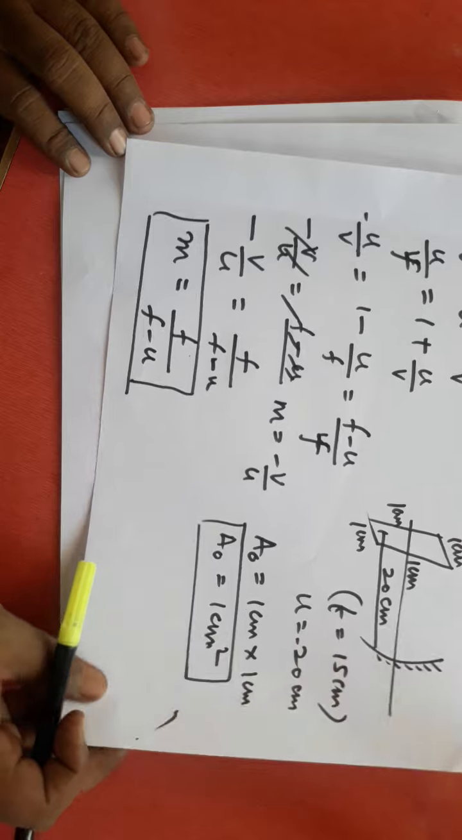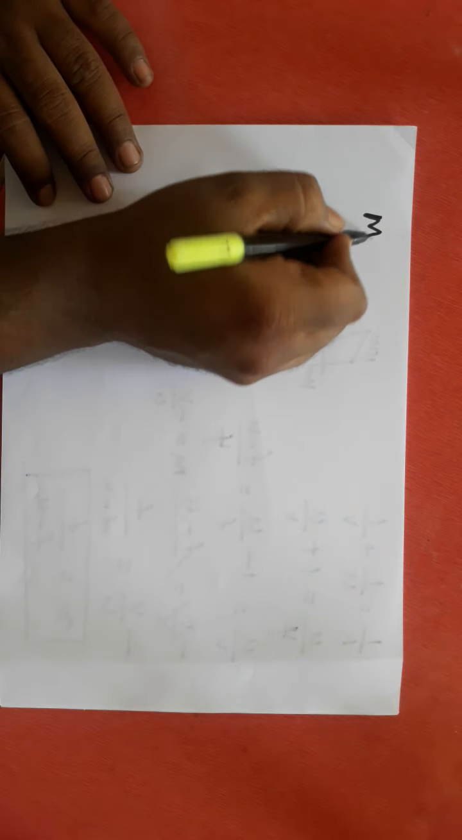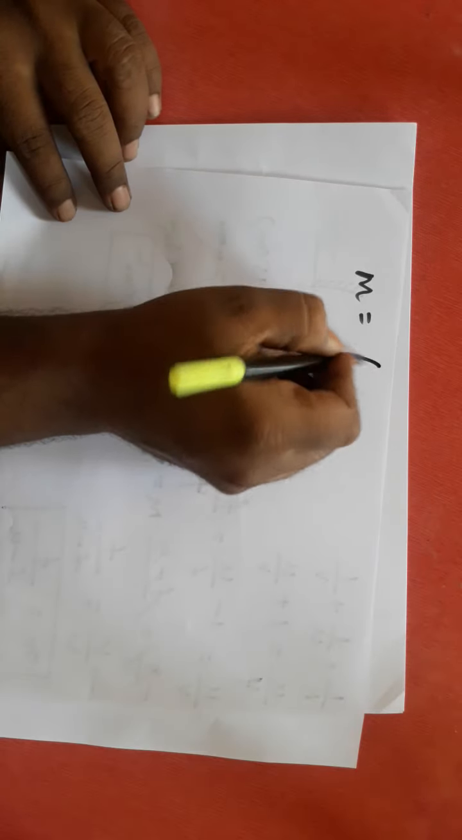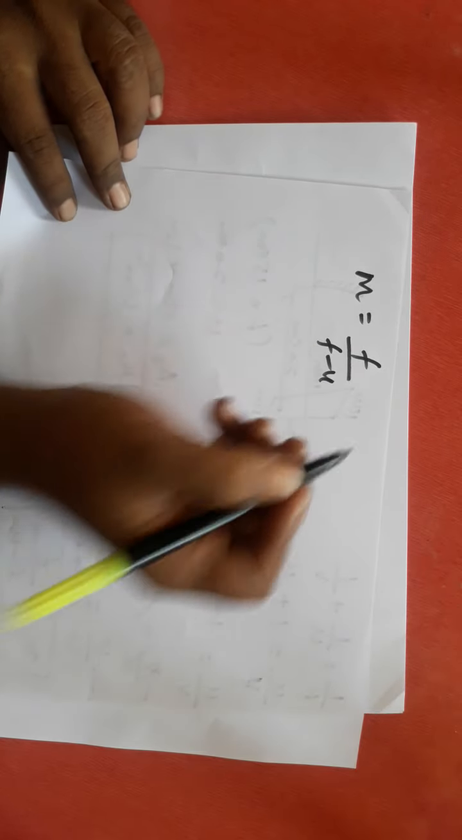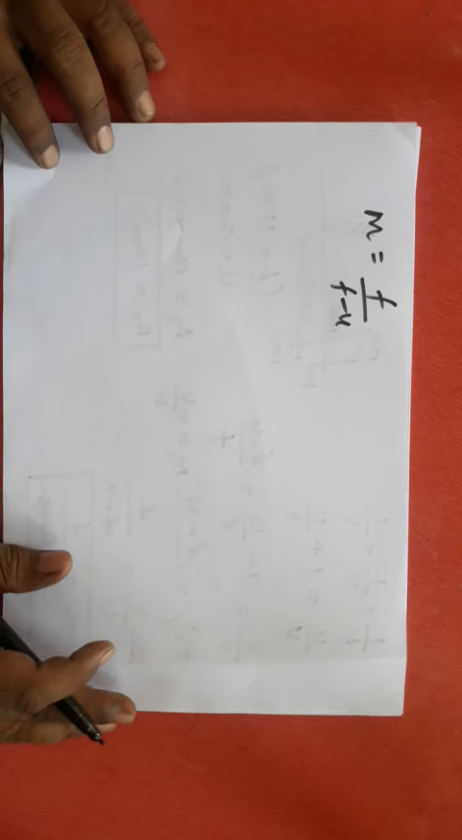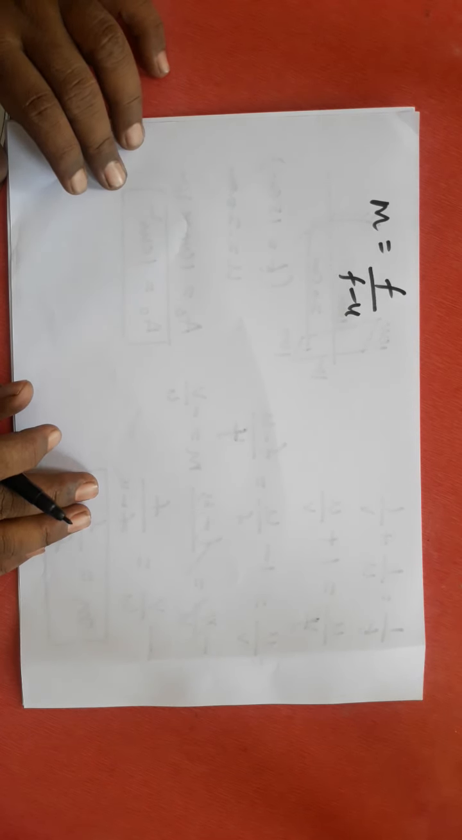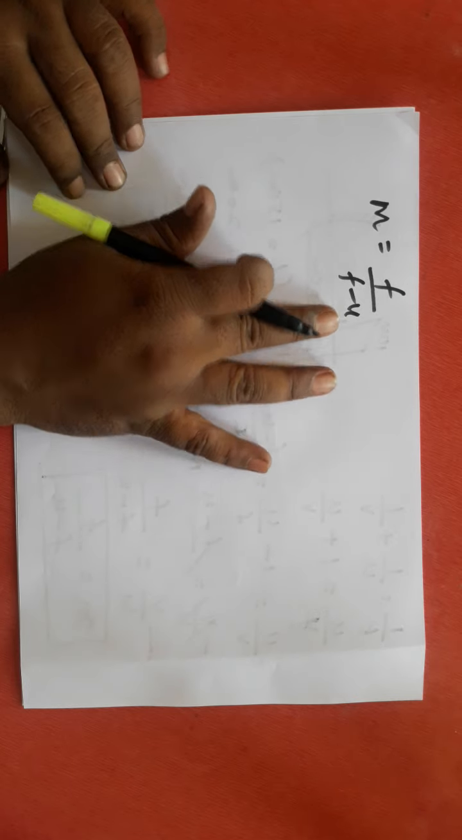Then you see, I want to find the area of the image. I know that area of the image is equal to m square into area of the object. What is m I got here? M is equal to f divided by f minus u. Again I am telling you, I did not use any sign convention in this.